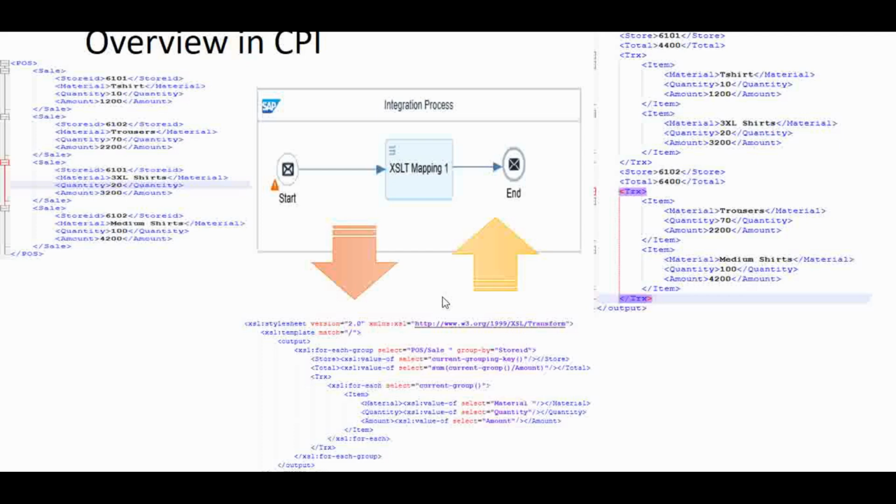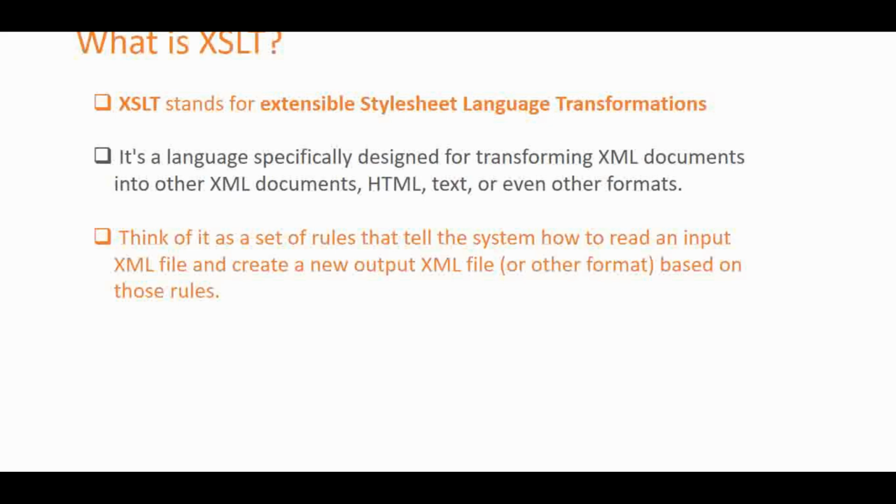Before that, I will just quickly go through the definition. What is XSLT? XSLT is extensible style sheet language for data transformation. It is a language specifically designed for transforming an XML document into another XML document or an HTML or a text or even other documents. As you can see, this is a set of rules defined in the XSLT language that will read the incoming XML and create the output XML of a different format.